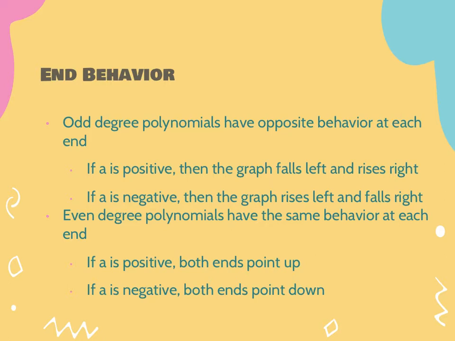If the highest exponent is even, then both the arrows have the same direction. If it's even and positive, both up. If it's even and negative, both down.